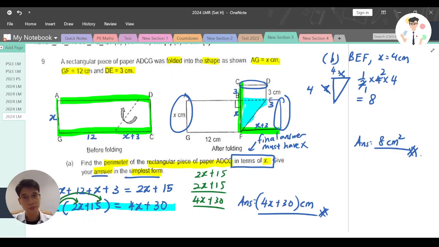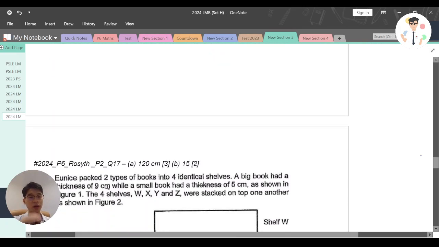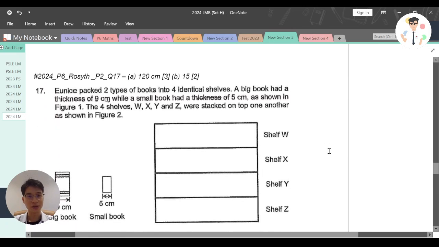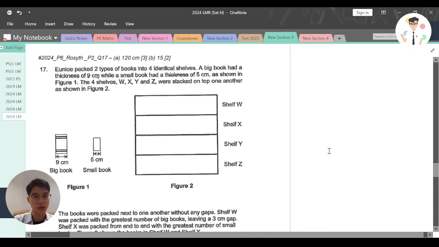Okay, very simple, it's not difficult, but it's worth trying. Okay, and I think we have come to our last question for the video. The last question is from Paper 2, question number 17. So again, we have another question 17 here. That'll be a bit more interesting. So let's look at this together.